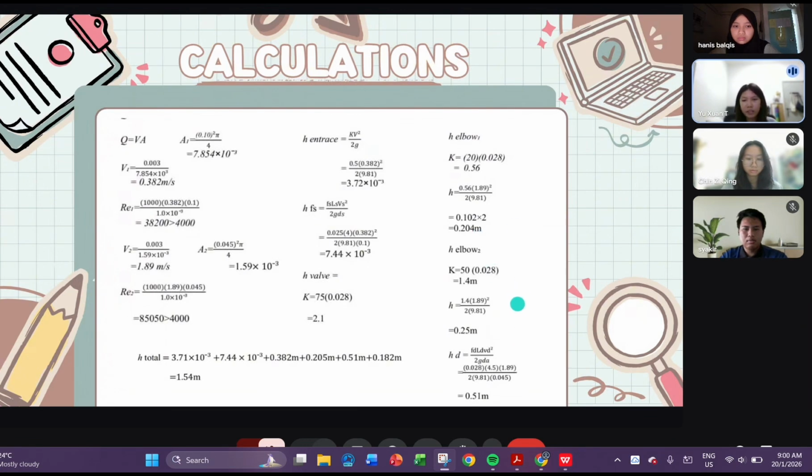In conclusion, our analysis showed that the 45 mm discharge section is the primary contributor to energy loss. We recommend using smoother pipe material and reducing the number of fittings to improve system efficiency.